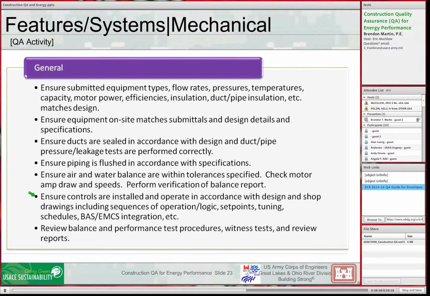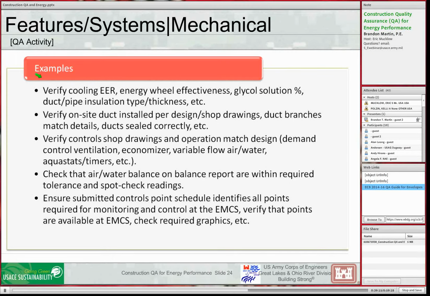Ensure controls are installed and operate per design. A lot of the energy savings from these systems comes from how the controls are operated, not just the equipment. How are they set up to operate? It's just as important as what equipment is there and the efficiency of that equipment. So some examples. We need to verify the cooling efficiency of equipment. If we have energy wheels, what's the effectiveness of the wheel? Glycol solution. If the glycol solution is too high, then heat transfer is less effective. The fluid is denser. It requires more pumping power.